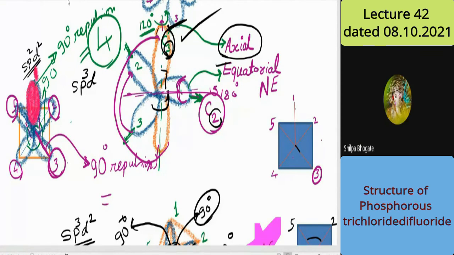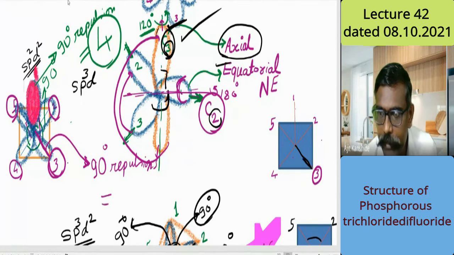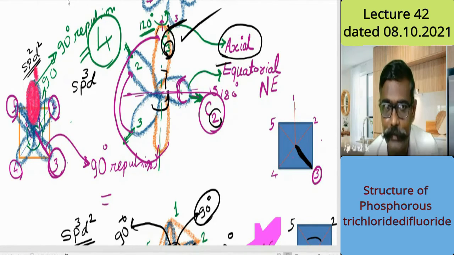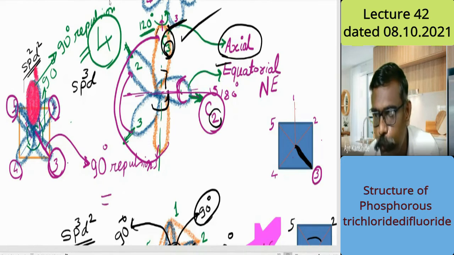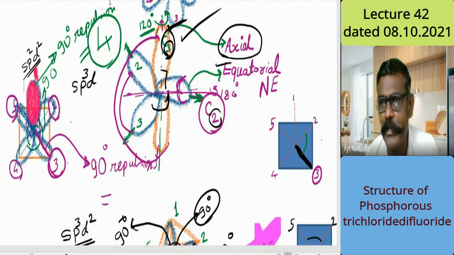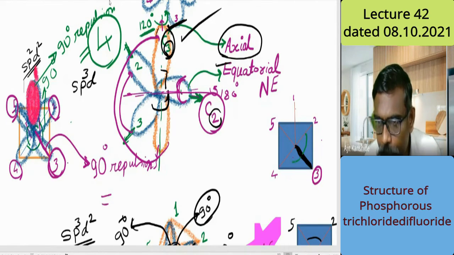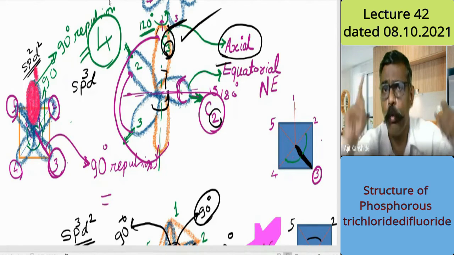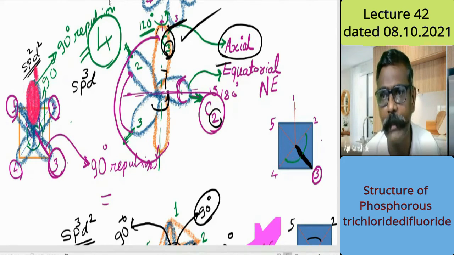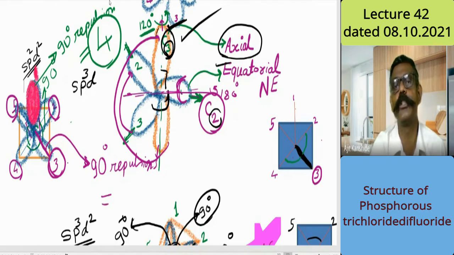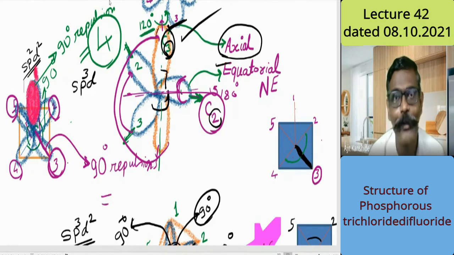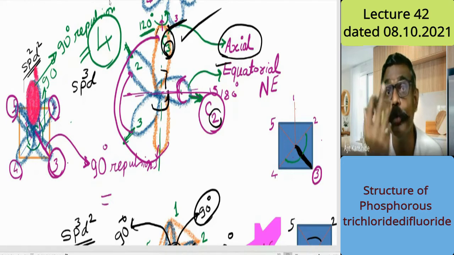Yes, sir. This position number 3 makes 90 degree angles. How many 90 degree angles does it make? 2. Yes. With position number 2, it makes a 90 degree angle. With position number 4, it makes a 90 degree angle. One more 90 degree angle is there. Help me. Downside position is not there. Downside orbital is not there. Downside arrangement is not there. Downside bond is not there. This position number 3 makes one more 90 degree separation. With whom? That's my question.